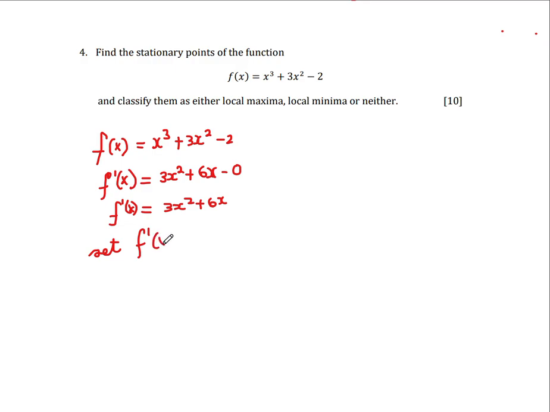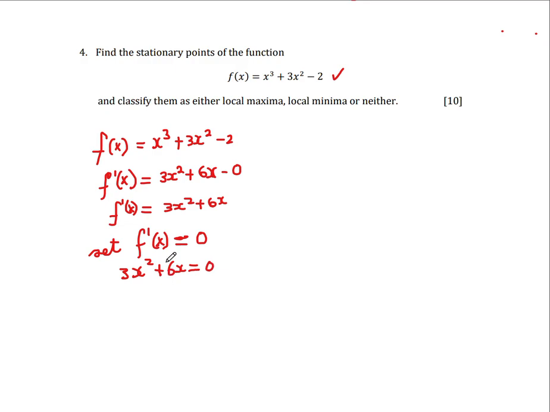So the first thing to do when you're finding stationary points from a polynomial function like this is to find the first derivative. That is to differentiate the function once, which we did here. And then the stationary points occur where the first derivative, f prime x, is equal to 0. So, since we know that f prime x was found to be 3x squared plus 6x, we're going to set 3x squared plus 6x equal to 0, and then we're going to factor it.